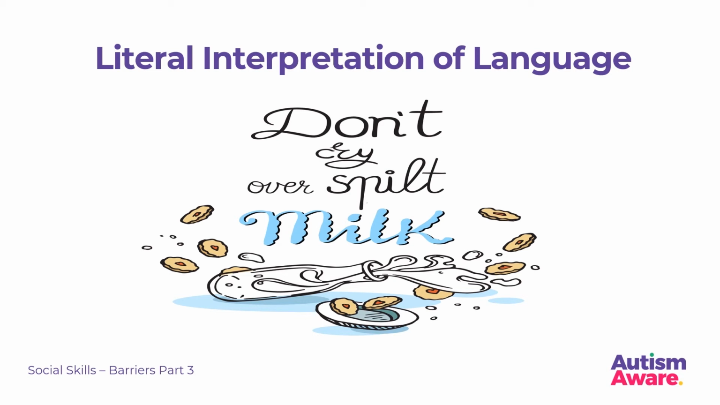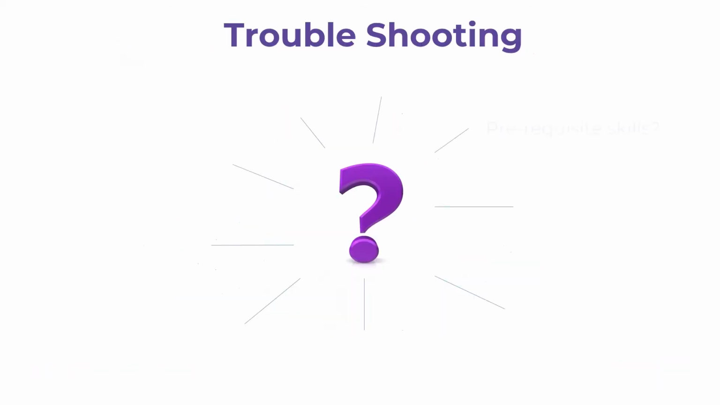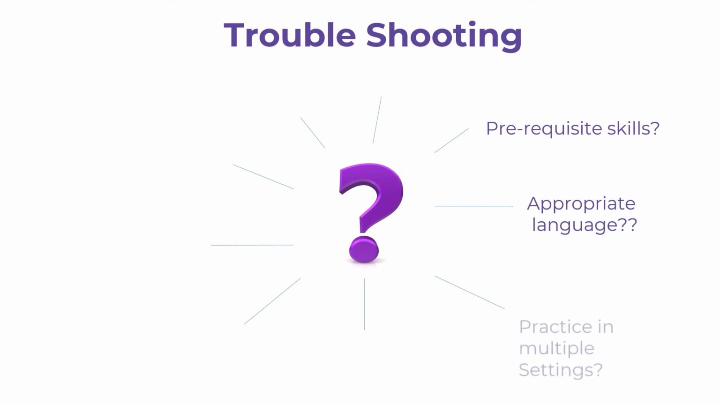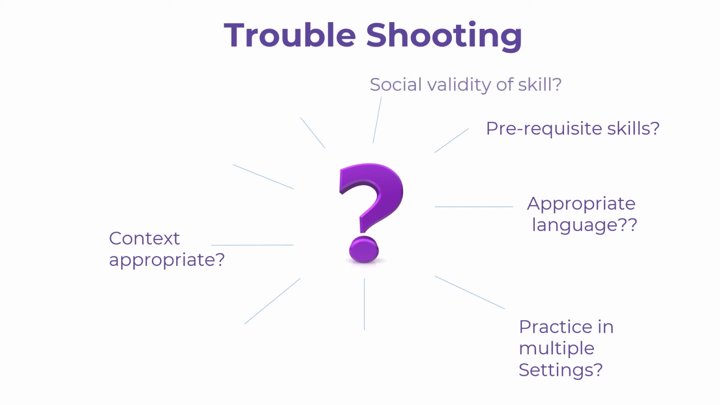Looking back at our social skills training journey, it's important to engage in troubleshooting if you find that you're experiencing difficulty with progress. Have you explored the prerequisite skills for the skill you're trying to teach? Is your language appropriate and pitched at the level of the student? Have you engaged in practice in multiple settings? Have you explored context? Is the skill socially valid to the student? Will they get an opportunity to use it?